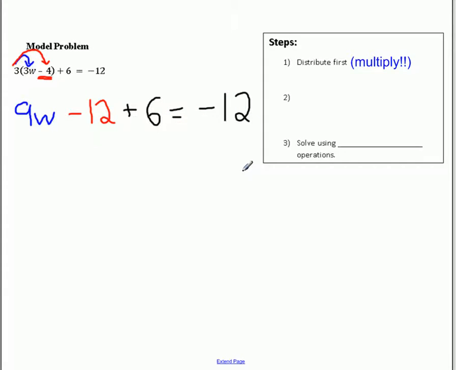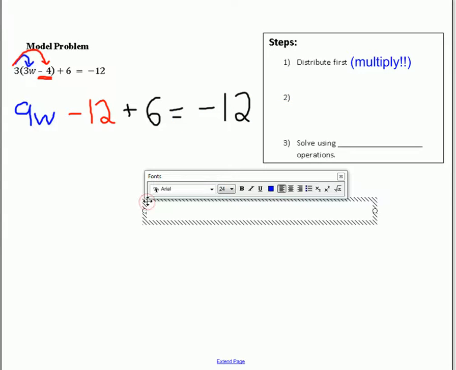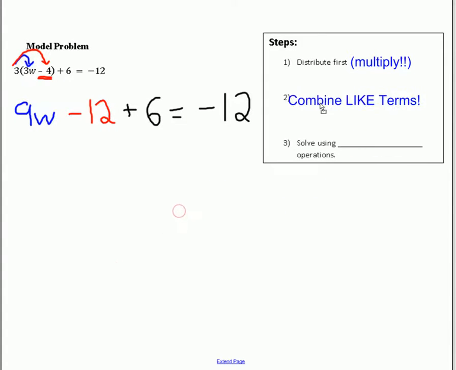Okay, now my second step. If you notice, this doesn't look like a two-step problem yet, but it will. But I have to do something first. I'm going to add my notes. I have to combine like terms. Give you a second to write it, and then we're going to talk about what that means.